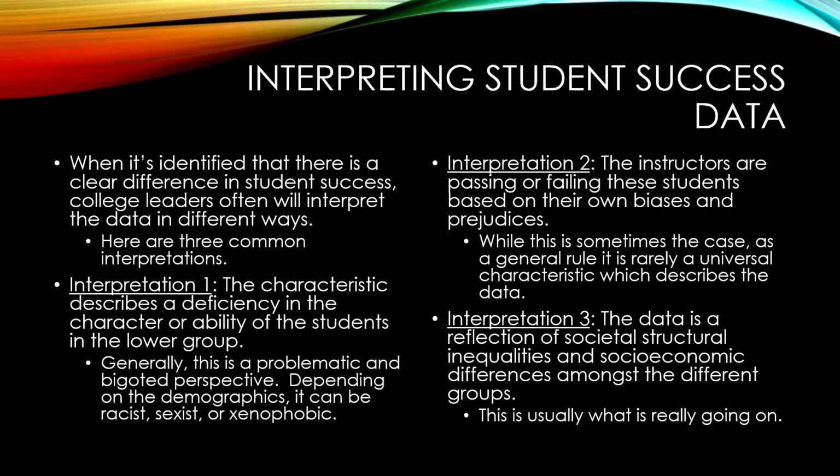Interpretation two, the instructors are passing or failing these students based on their own biases and prejudices. Well, this is sometimes the case. As a general rule, though, it is rarely a universal characteristic which describes the data. And so we have to be aware that there is probably something else going on. And that's where interpretation three comes in. The data is a reflection of societal structural inequalities and socioeconomic differences amongst the different groups. This is usually what is really going on.